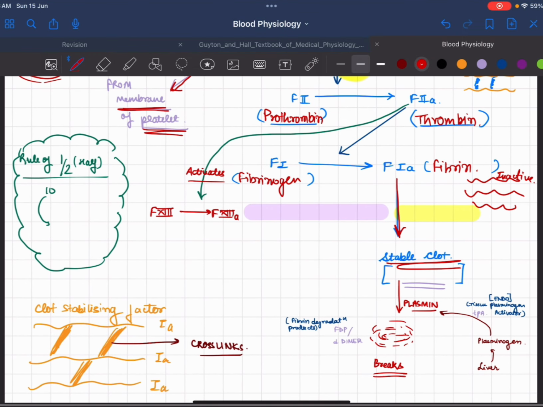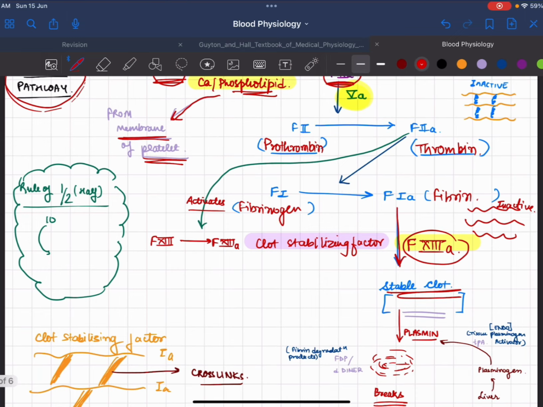Okay, it is converted to a stable clot in the presence of a factor known as factor 13A. Okay, so this factor, because it's stabilizing the clot, is known as clot stabilizing factor. Factor 13A is known as clot stabilizing factor.